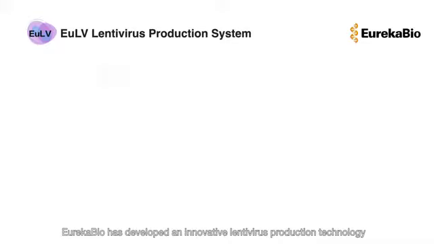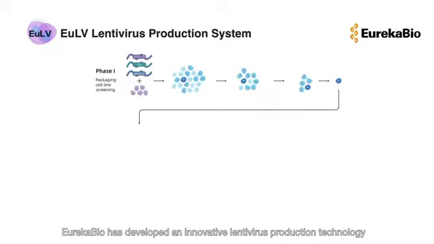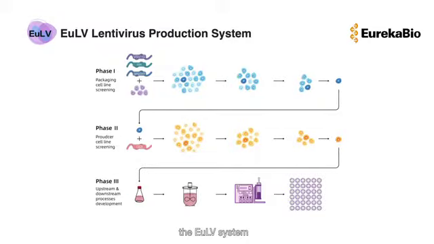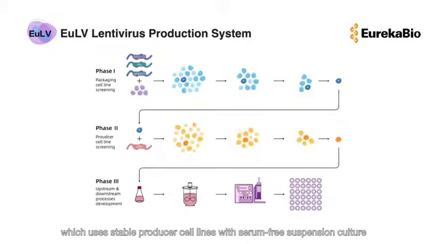To overcome these problems, Eureka Bio has developed an innovative lentivirus production technology, the EuLV system, which uses stable producer cell lines with serum-free suspension culture for scalable manufacture of lentiviral vectors.